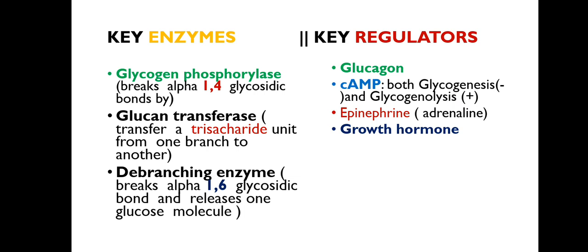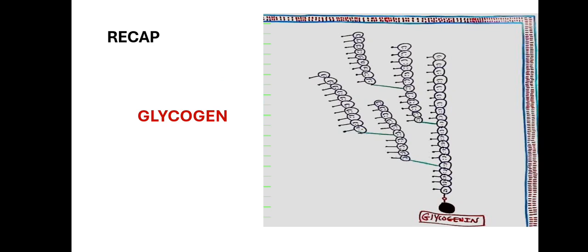Glycogen back to glucose. So that glucose now, if it undergoes glycolysis, will be able to provide the body with the needed ATP. So we've looked at the key enzymes. We've also looked at the key regulators. Actually, I'm going to emphasize more on the key regulators as we conclude this particular session. Now, let's have this recap.